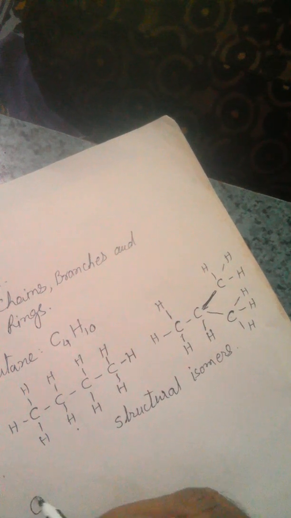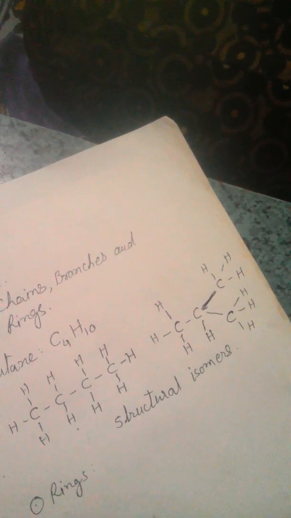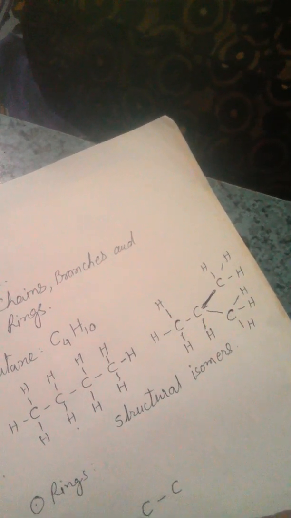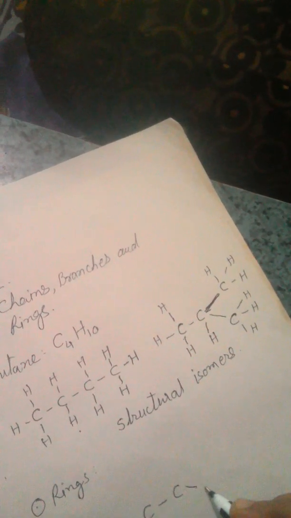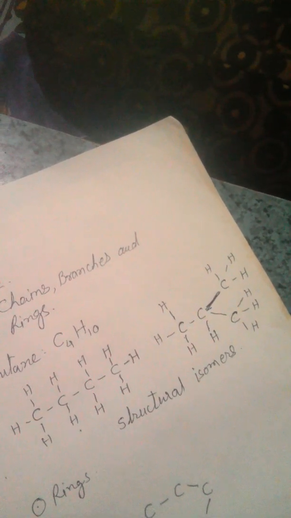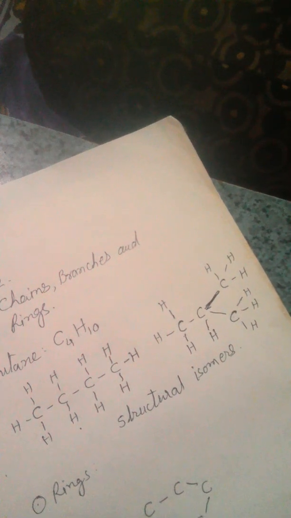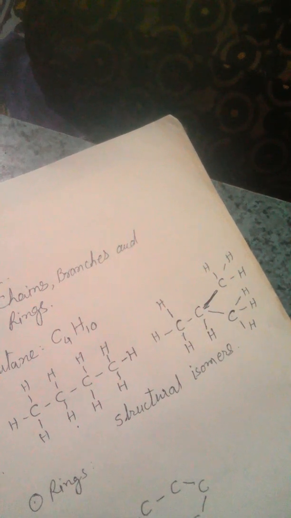Now let us understand rings of hydrocarbon with the example of hexane. Look at the skeleton. In the skeleton, 6 carbon atoms are arranged themselves in a structure of a ring. Only a single valency is satisfied, right? So 3 valencies are unsatisfied.